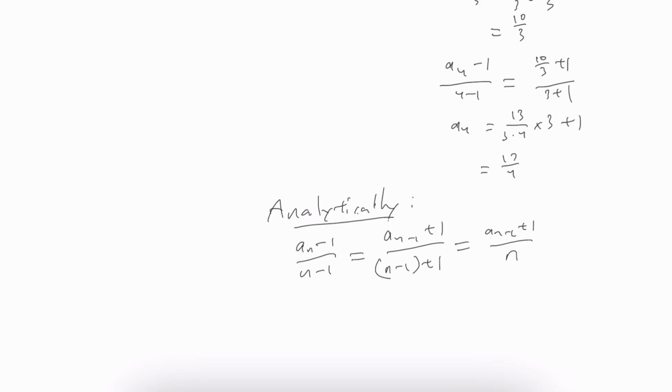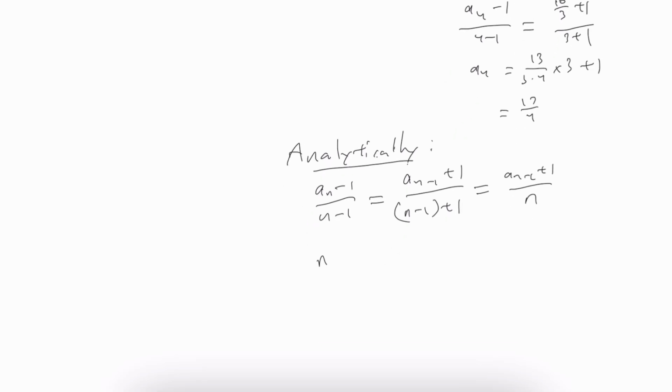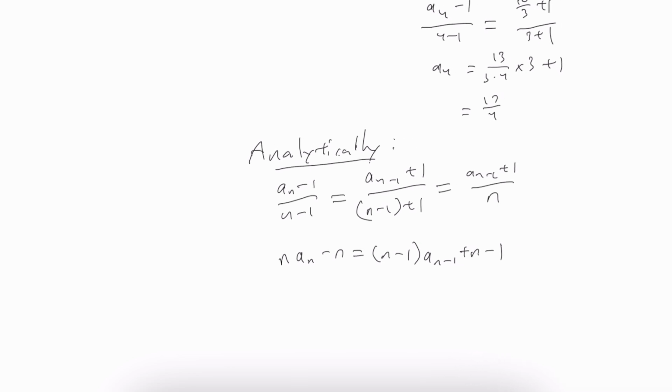And so getting rid of the fractions, we have that n times a_n minus n is equal to n minus 1 times a_{n-1} plus n minus 1. And so we'd like to, sorry, I'll move the n to the other side as well.